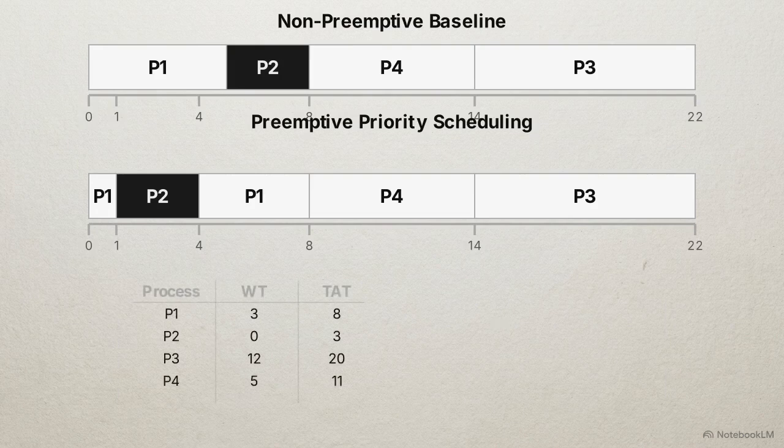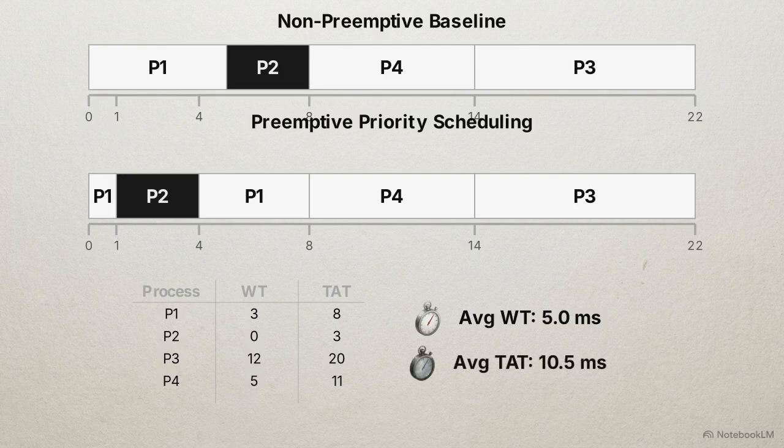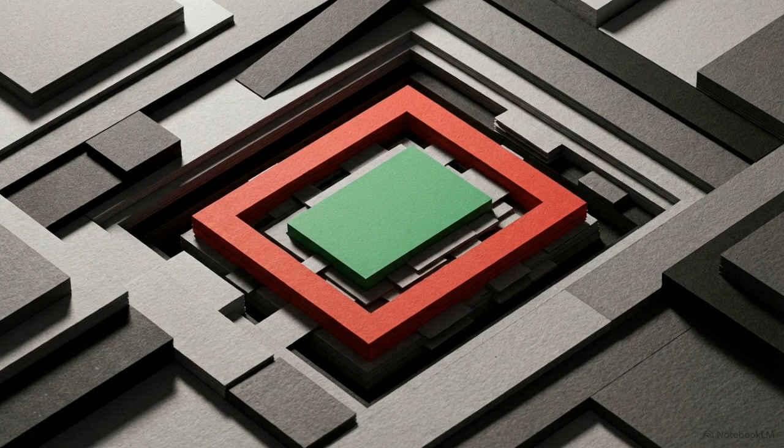When we calculate the metrics for this run, the average waiting time drops to 5.0, and the average turnaround time drops to 10.5. By authorizing the system to forcefully eject active tasks, the preemptive model prioritizes immediate critical action, mathematically reducing overall latency across the entire system.